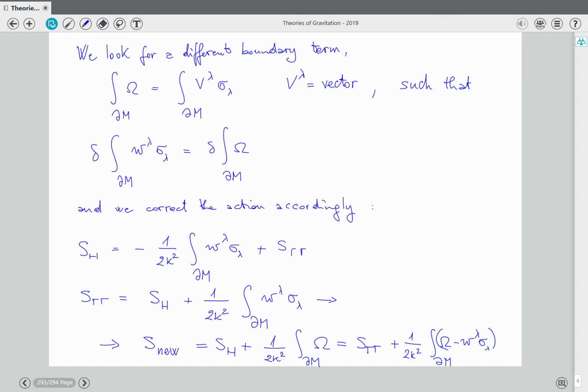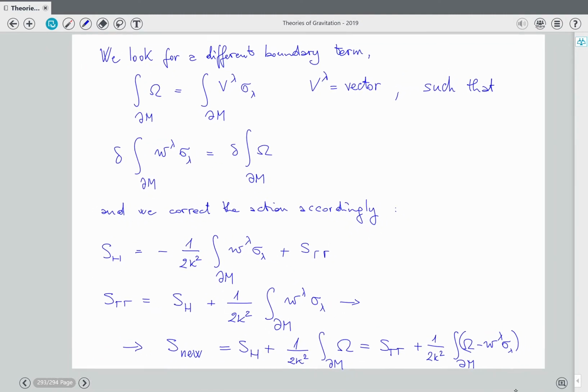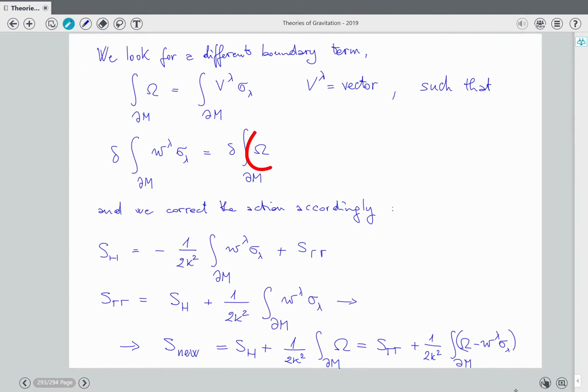Yesterday I forgot to conclude the argument here, for which we do not actually need the specific form of omega. What we know is that this integral will be in a completely covariant form, and what we know is that its variation coincides with the variation of the boundary term attached to S gamma gamma.